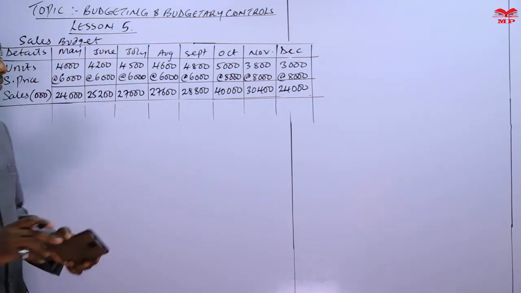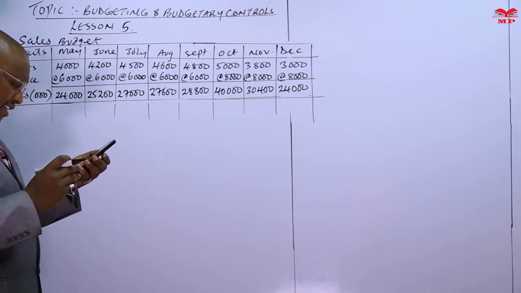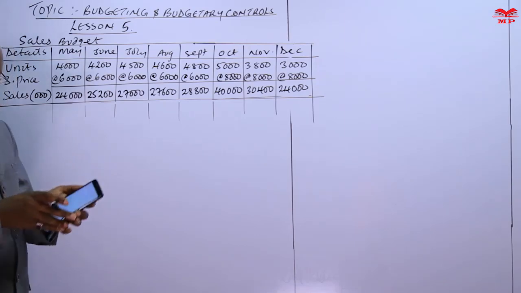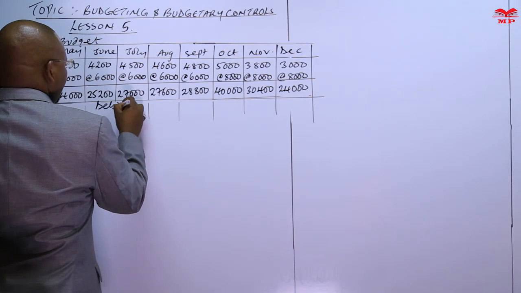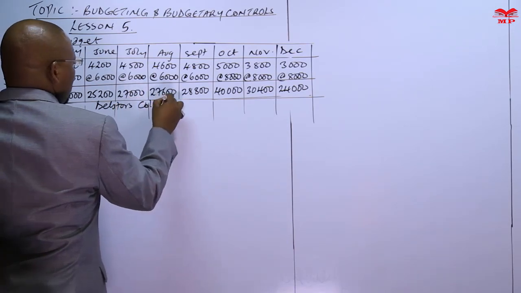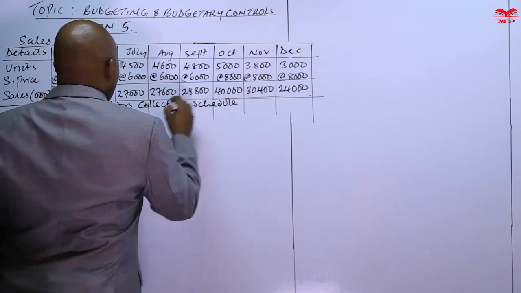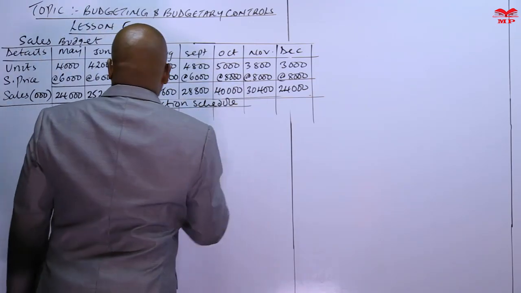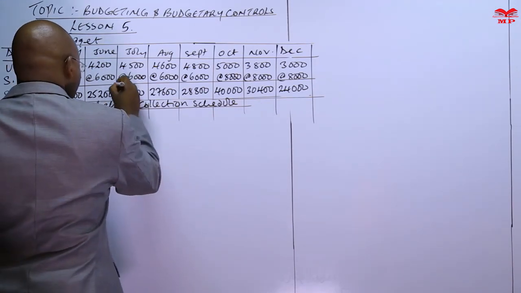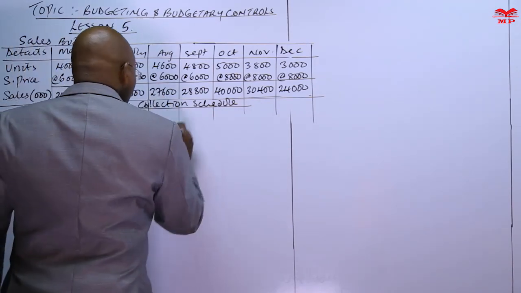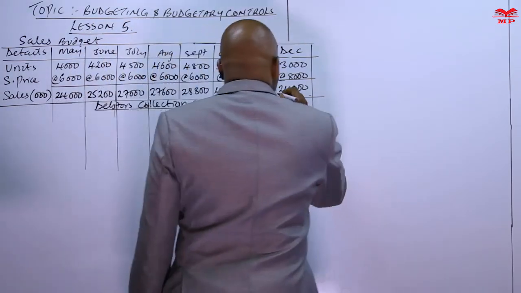Sales budget. But again, because we were told about when this is to be paid, we can attach what we call the debtors collection schedule. So we can have here debtors collection schedule. So still using the same kind of columns. The same columns.